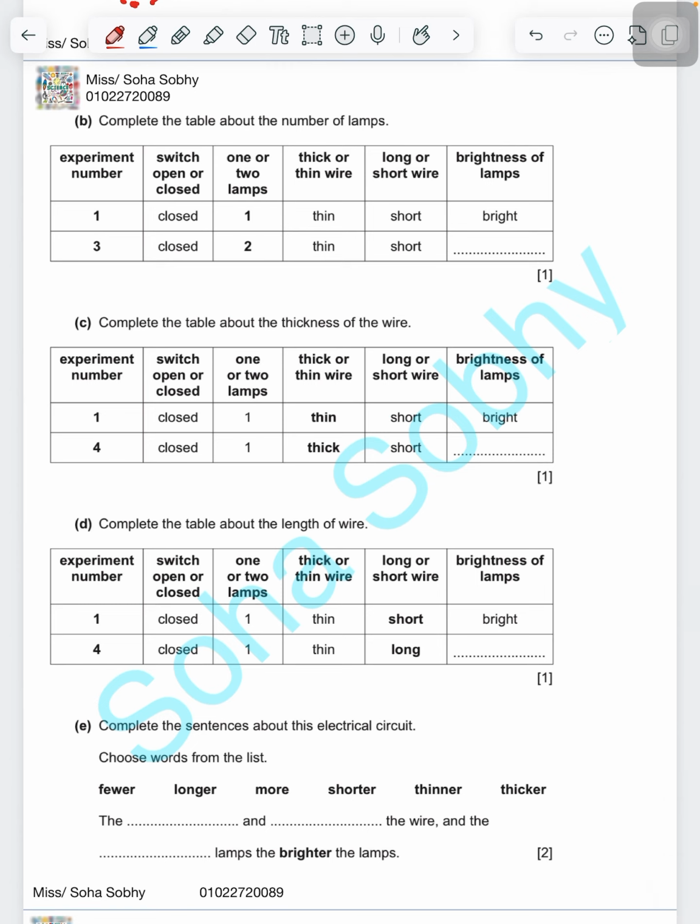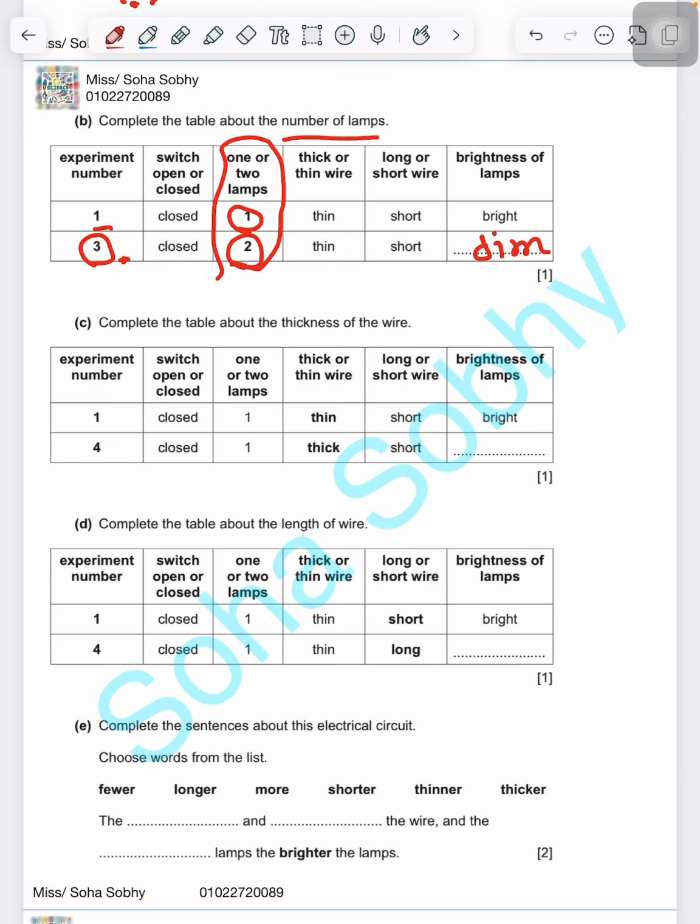Letter B, complete the table about the number of lamps. So here we will focus on the number of lamps. In experiment 1, the number of lamps is 1, and in experiment 3, the number of lamps is 2. So experiment 3 has more lamps than 1. When we have more lamps, we have dimmer lamps. So the brightness of the lamps will be dim.